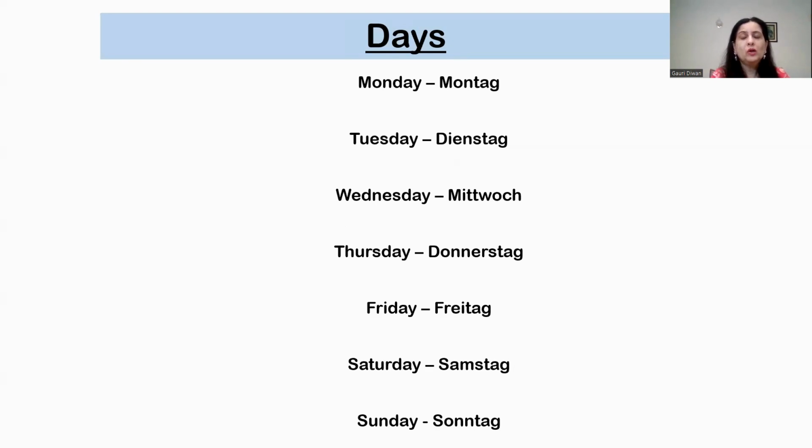Now the months are over. Now we'll see all the days from Monday to Sunday. We'll start from the beginning of the week, Monday. It is called Montag in German. Tag is day, so it is similar: Monday, Montag. Then comes Tuesday.